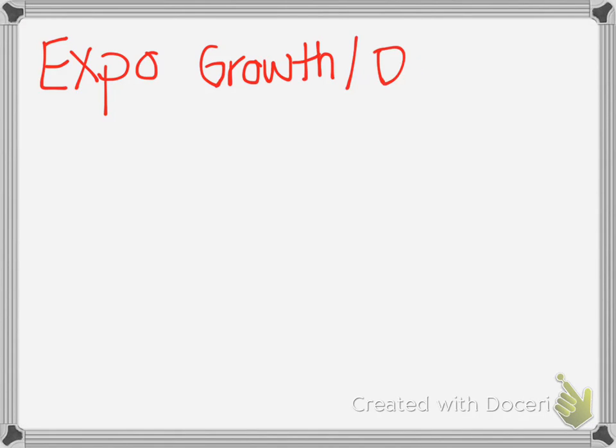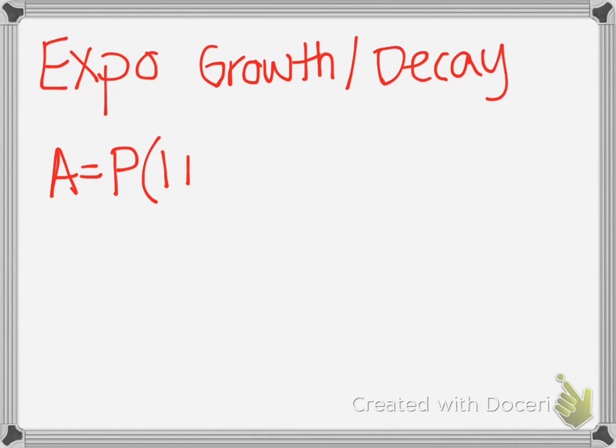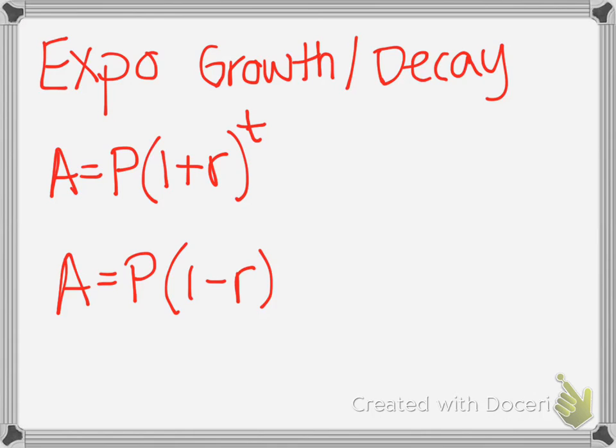For exponential growth and decay problems, you need to memorize two equations. So our growth formula is A equals P, which is our initial value, times 1 plus R, our rate, to the T. And the only other difference for decay is that instead of adding, we have 1 minus R to the T.